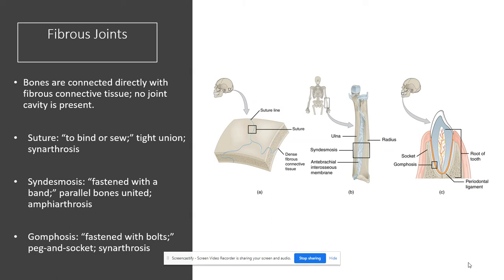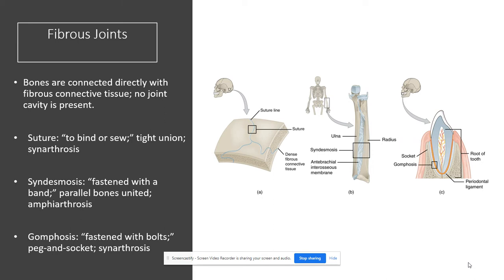Now we're going to look specifically at the structural categories, giving you more specific details. So fibrous joints. These are bones that are connected directly with fibrous connective tissue. Again, there is no joint cavity located at this particular type of joint location. These are all located directly adjacent to the connective tissue and that bone.